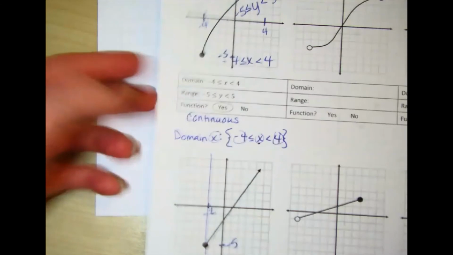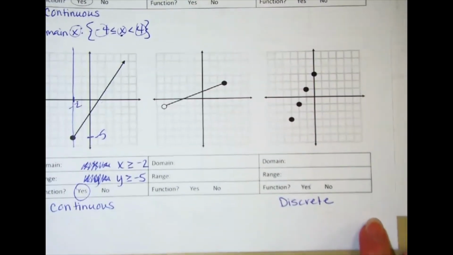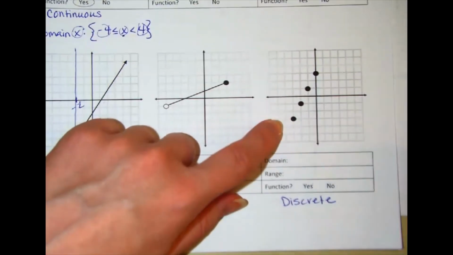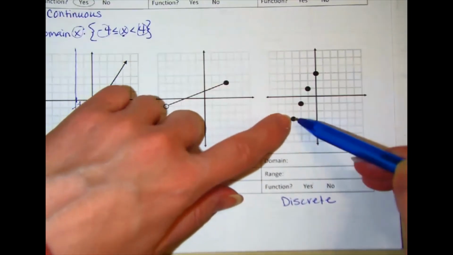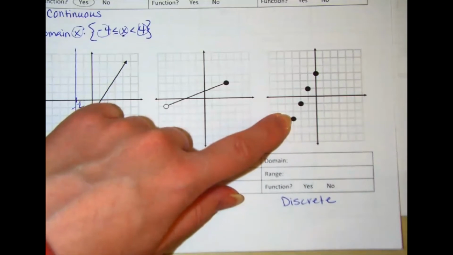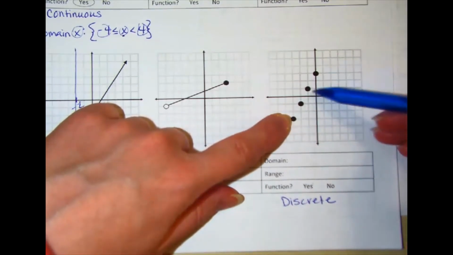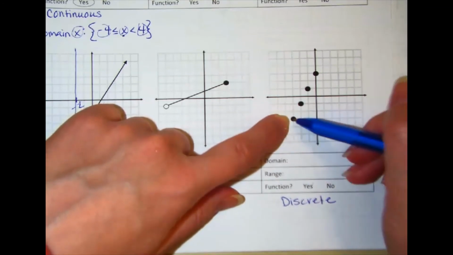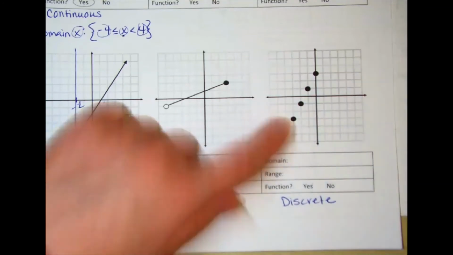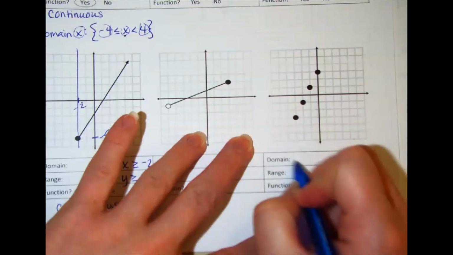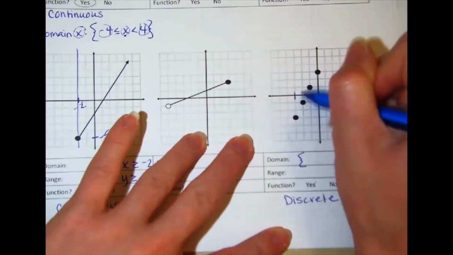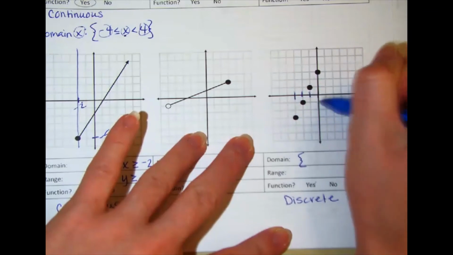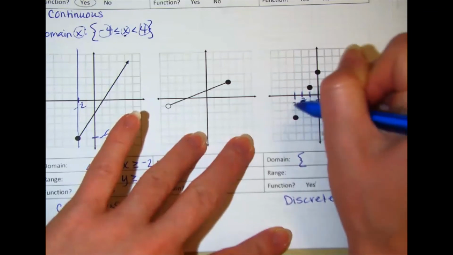All right, so let's look at discrete. Discrete is a little bit different because we can't say that it touches all the x values in between this point and this point because it doesn't. There's a gap right here, so it doesn't touch any of those x values. So instead, we're just going to make a list of the x values that it does touch. So I'm going to say domain, and it touches here, here, here, and here. So that's 0, 1, 2, 3.